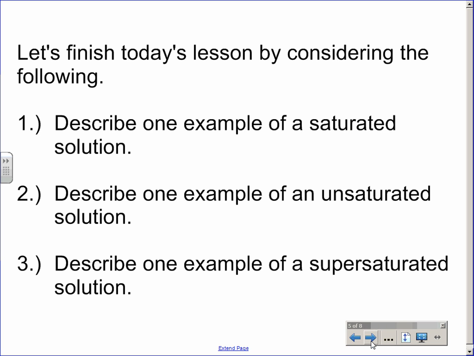Let's finish today's flipped classroom lesson by considering the following. I want you to come to class on Wednesday with answers for these. So think about it. Describe one example of a saturated solution. Describe one example of an unsaturated solution. Describe one example of a supersaturated solution.